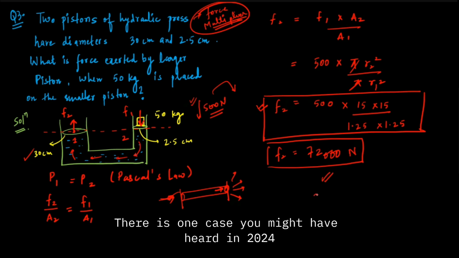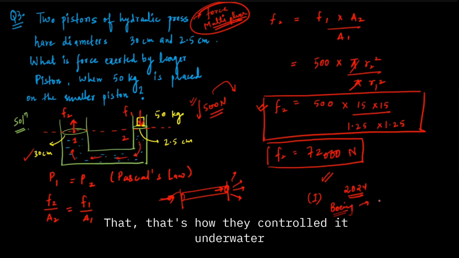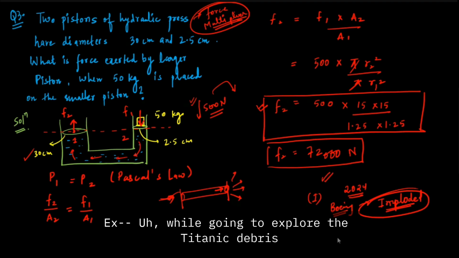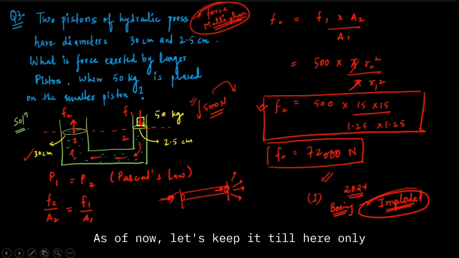There is one case you might have heard of in 2024, I guess, where the OceanGate submarine, the one controlled with a PS3 controller underwater, imploded while going to explore the Titanic debris. So you cannot imagine what pressure is and what it can do to anything it comes across. We'll talk about it. There are a lot of things that we need to work on and discuss. Okay, sir. As of now, let's keep it till here only.